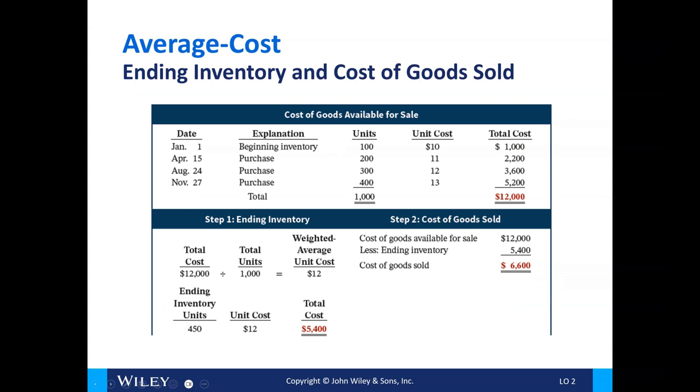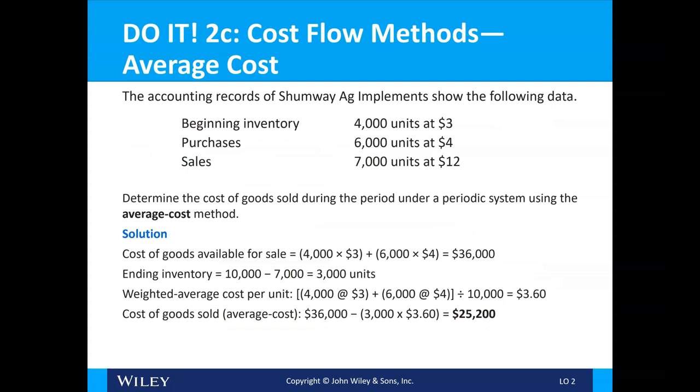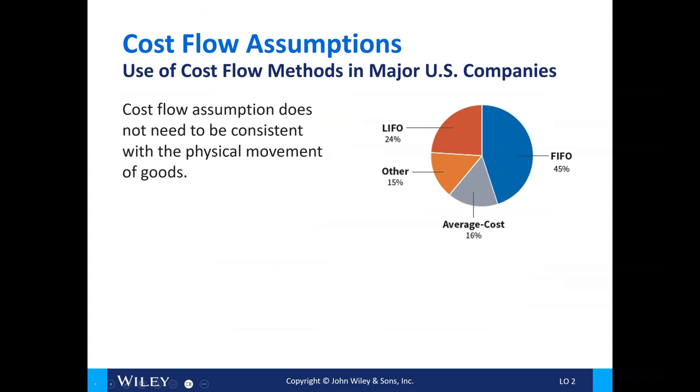$5,400, $6,600, and hopefully they have, okay, so weighted average again is just 450 units times the average cost, and the units sold is number of units times the average cost. It's similar again. So you see this is 25,200. So we went from 24,000, 25,200 to 27,000. And so you can see that these truly give you a different result as far as what is in inventory and what your cost of goods sold are.